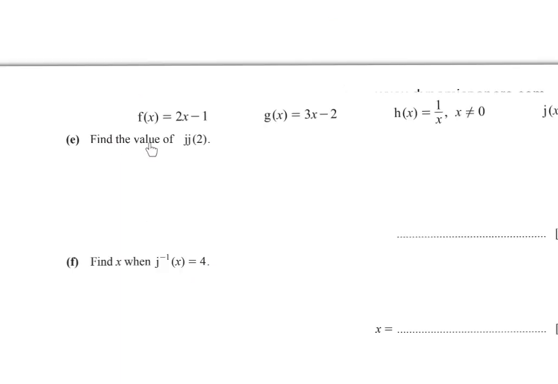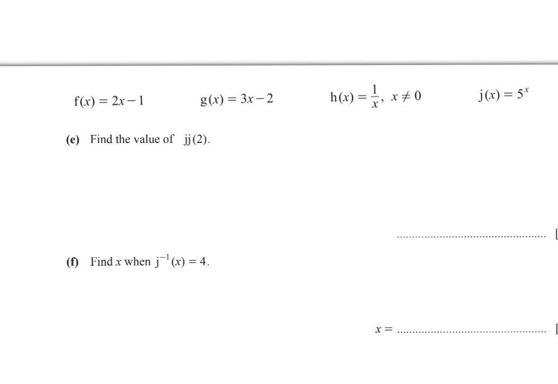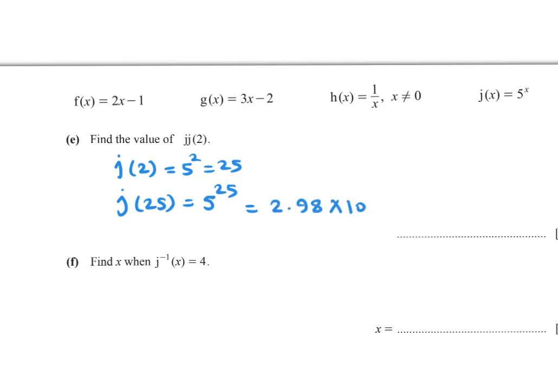For E, find the value of j(2). We need to find j(2) first. j(2) equal what? 5 power 2, which is 25. So j(25), 5 power 25, equals 2.98 times 10 to the power of 17.